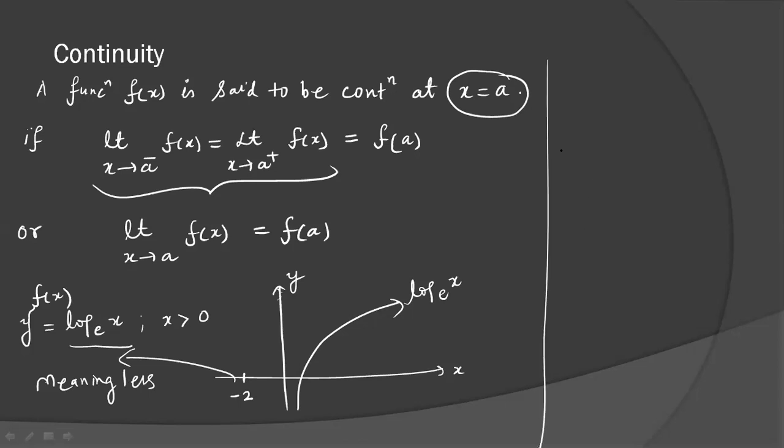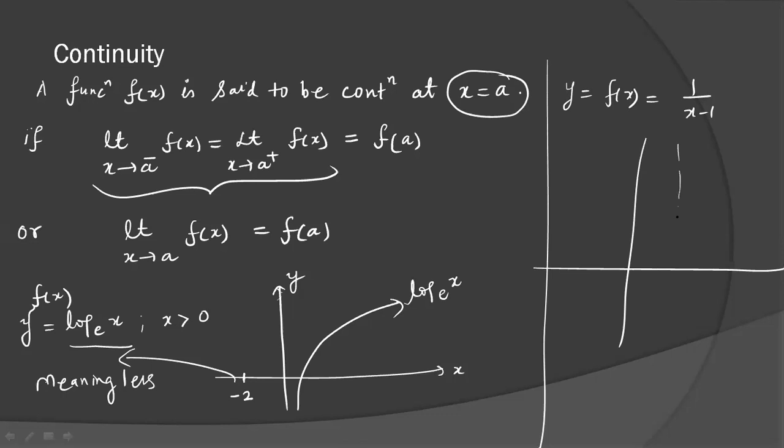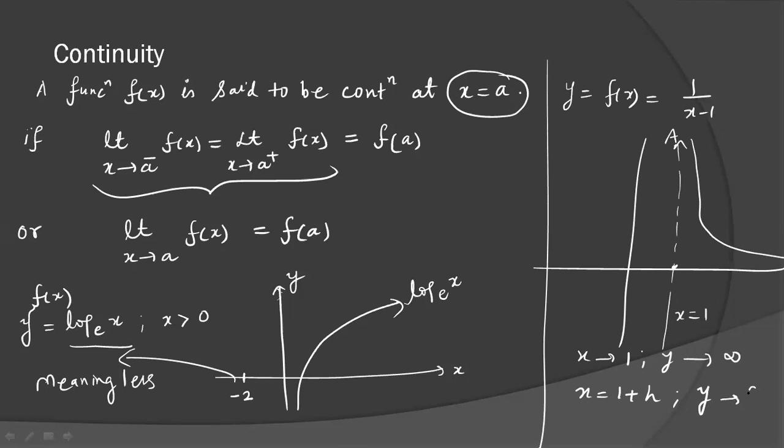Suppose you have another example. y is equal to f(x) equal to 1 upon x minus 1. If you draw the graph of 1 upon x minus 1, x equal to 1 will be the neighborhood of it. It will look like this only. If you are interested in the continuity at x equal to 1, then in the neighborhood of 1, at 1 y is tending to infinity, so it will work as an asymptote. But in the right hand neighborhood, 1 plus h, you will get some y. That y may or may not be finite. It depends.